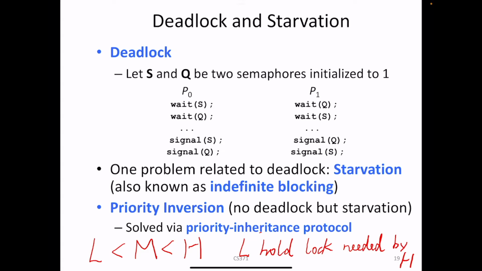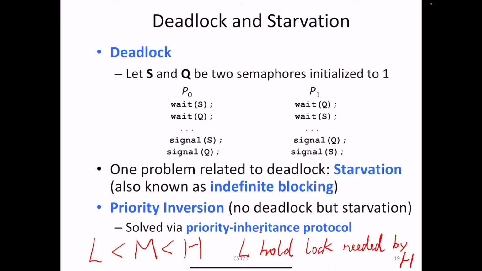Then P1 is interrupted by P0, so P0 calls the wait Q operation. However, P0 will be blocked as well because Q is also 0 now. P0 is waiting to be released until P1 calls signal Q. From this point, you may already see the problem. P0 is waiting for P1 to call signal Q, and P1 is waiting for P0 to call signal S. Both of them are waiting for each other to release the semaphores. We call this a deadlock because no one can make any further progress.